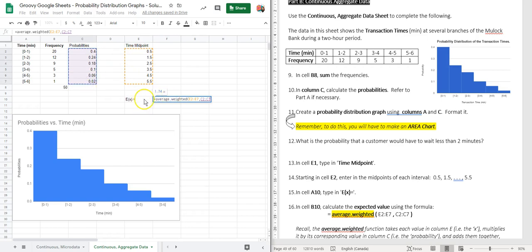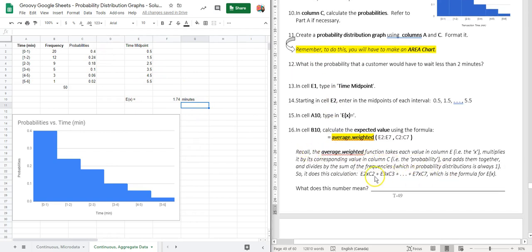What this does, just like the expected value, is take this piece of data and multiply it by that probability, plus 1.5 times its probability, plus 2.5 times its probability, plus 3.5 times its probability, plus 4.5 times its probability, plus 5.5 times its probability. And that's just what the expected value is. When you type it in, you get 1.74. You put minutes here for your units. So the average waiting time is 1.74 minutes. So that's how you can use Google Sheets to calculate the expected value for you.